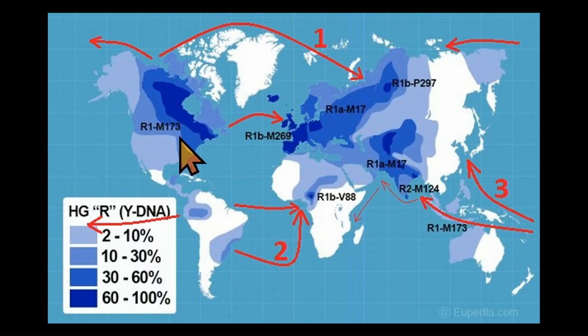What is marked is the subclade and the mutation that is characteristic for the subclade.